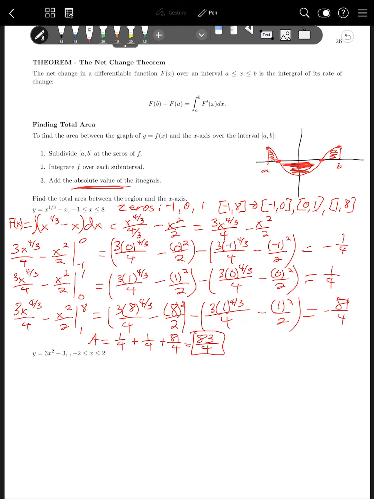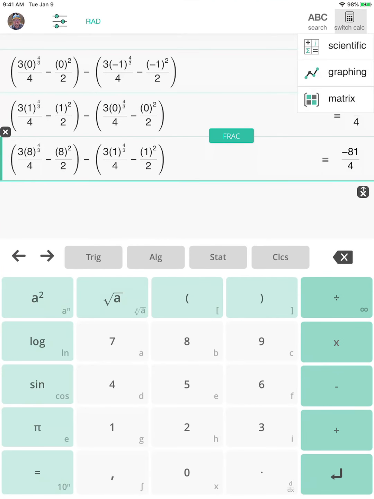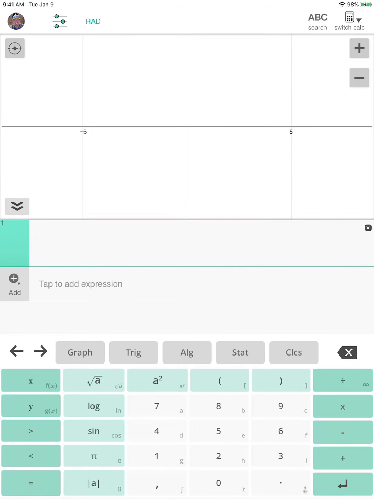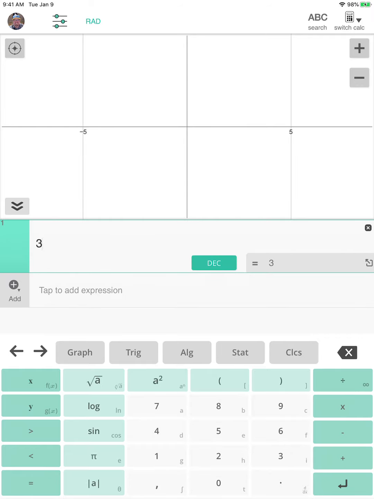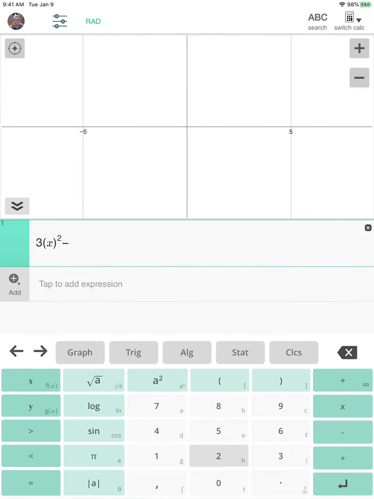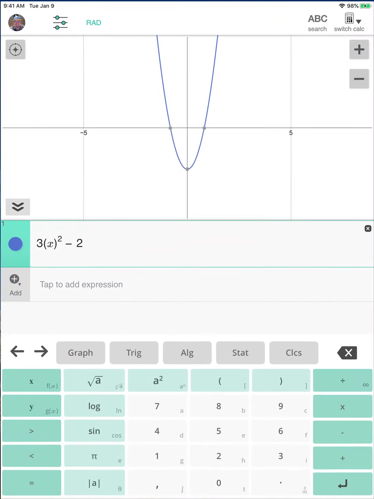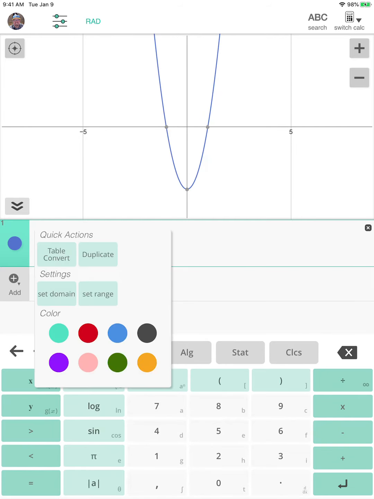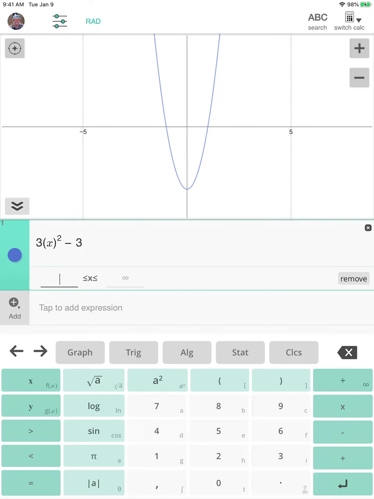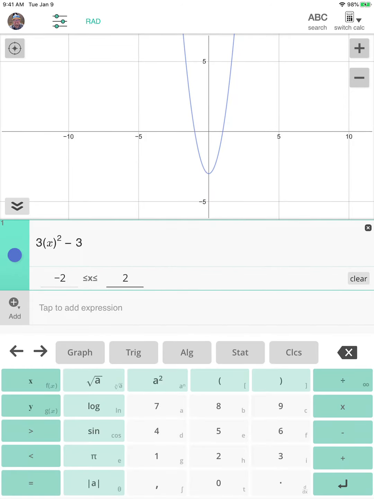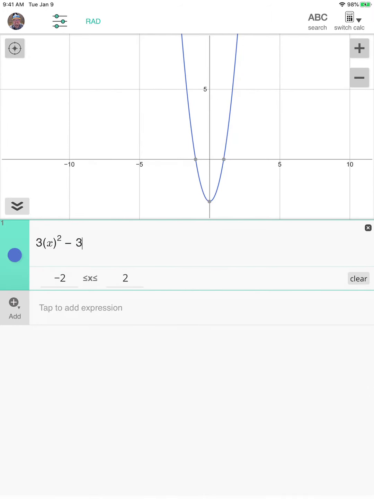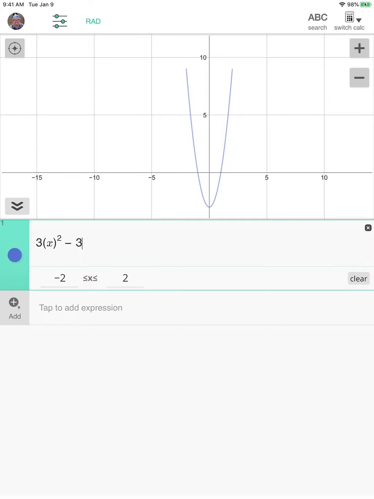Okay. So to finish off this video, let's try one more of these. I think the graph for this one will be a little better, so it'll be easier to see what's going on. So if I graph 3x squared minus 3, sorry, minus 3, from, let's set our domain, -2 to 2. Okay. So we get a region that looks like this.